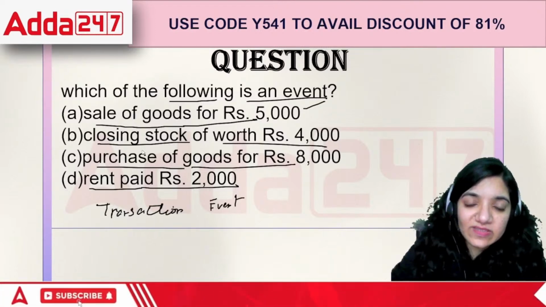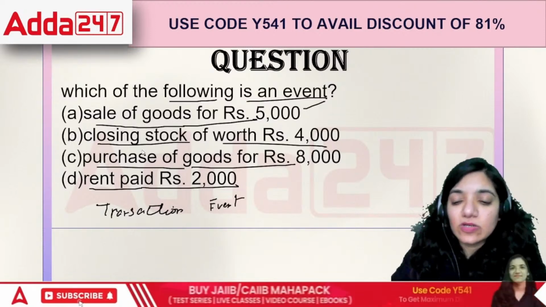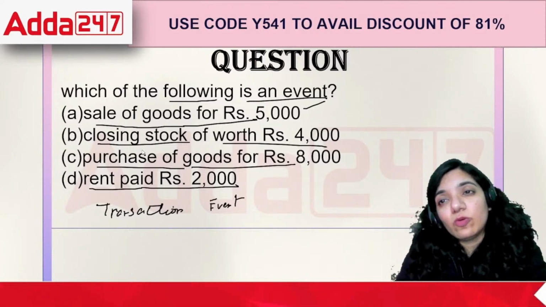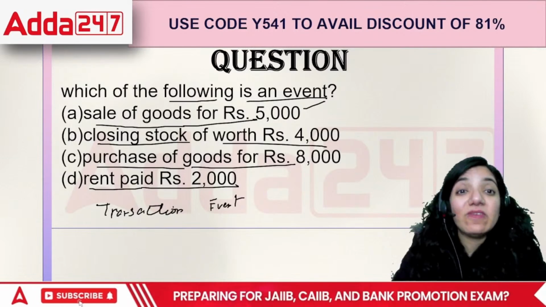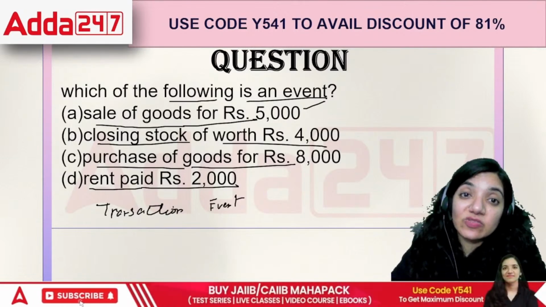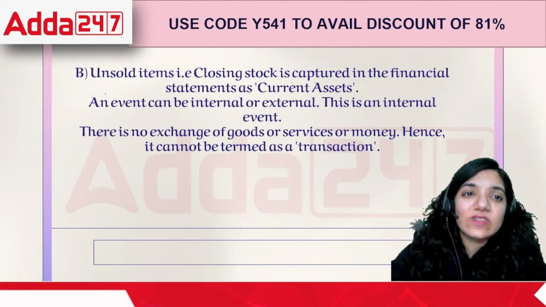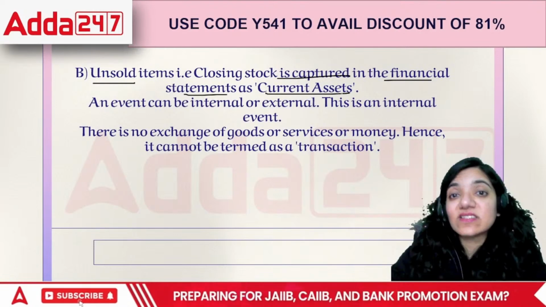Nothing else happens in this area. What next happens there, right? When we talk about the closing stock, it is basically an effect. We purchased goods and among them we sold a few and the rest was still with us. When we have such scenarios, that is where we record it as the closing stock. The unsold items, the closing stock, is captured in the financial statements as current assets.